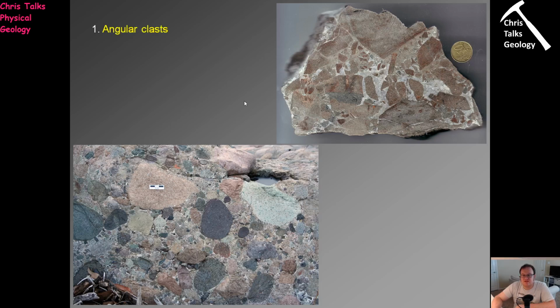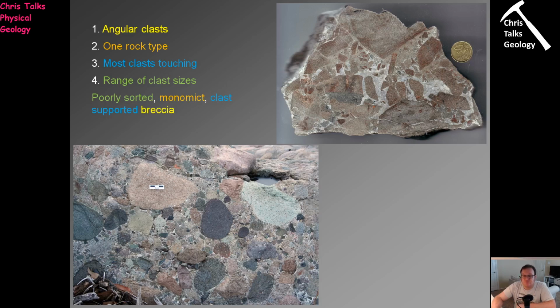So this has angular clasts, so it's a breccia. One rock type, so it's monomict. Most of the clasts are touching, so clast supported. And there's a range of clast sizes, so it's poorly sorted. So it's a poorly sorted monomict clast supported breccia. Now that's obviously a very, very long name. When we do the lab, you would just simply refer to it as a breccia. But I'm just putting these terms in just so you can kind of know how geologists will describe these types of rocks. Okay, what about this sample here?